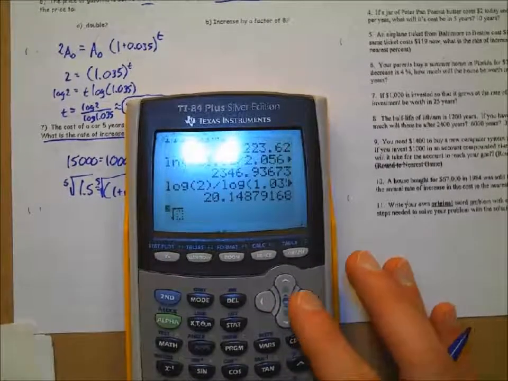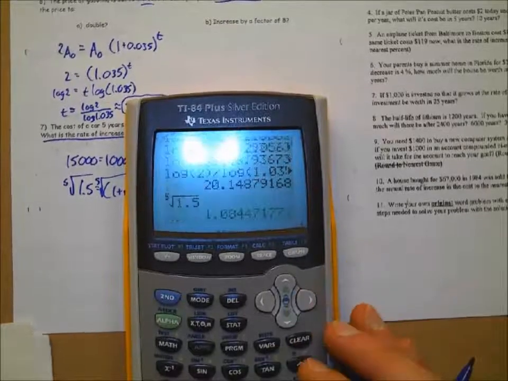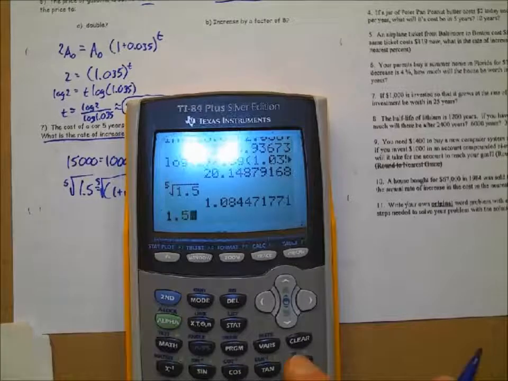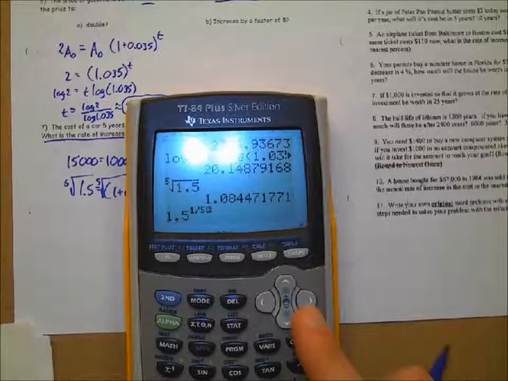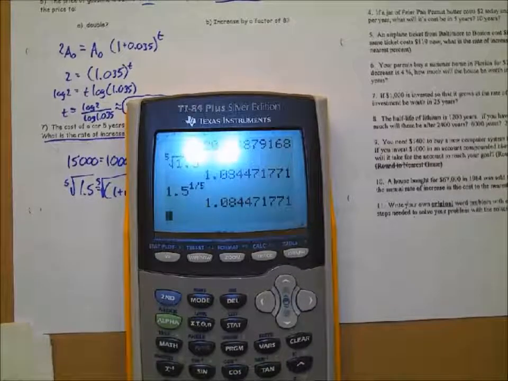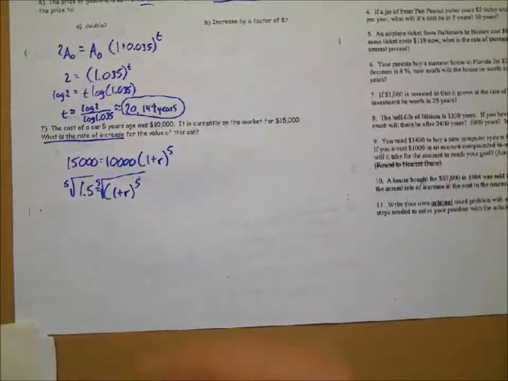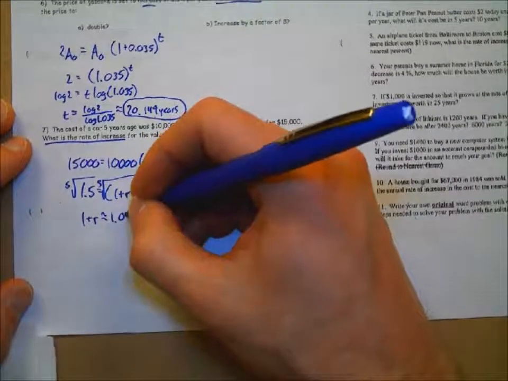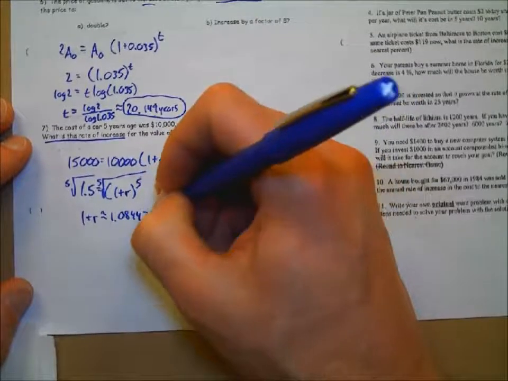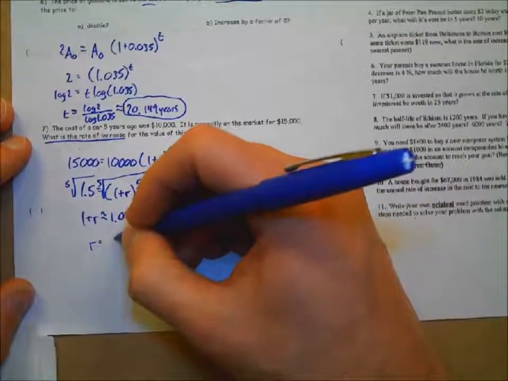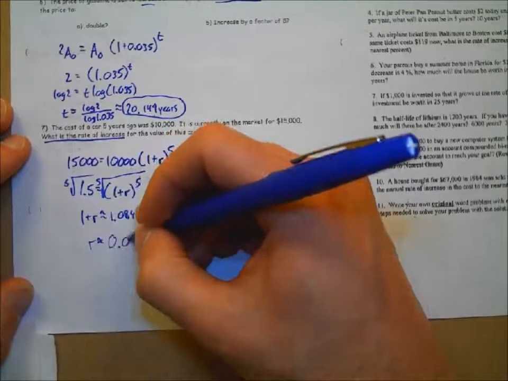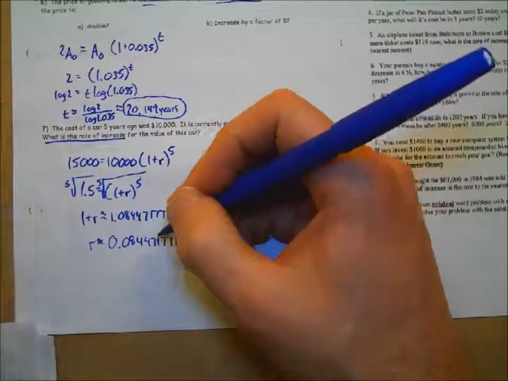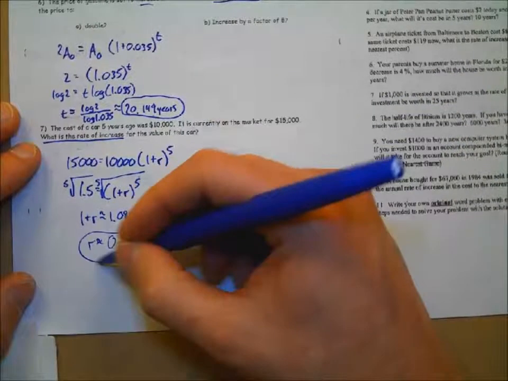So we'll do 1.5. But of course, the 5th root is the same thing as what exponent? Yes, to the 1/5 power. And you can see the exact same thing. 5th root, 1/5 power. So 1 plus R is approximately 1.084471771. And so R is approximately 0.084471771. So about 8% per year.